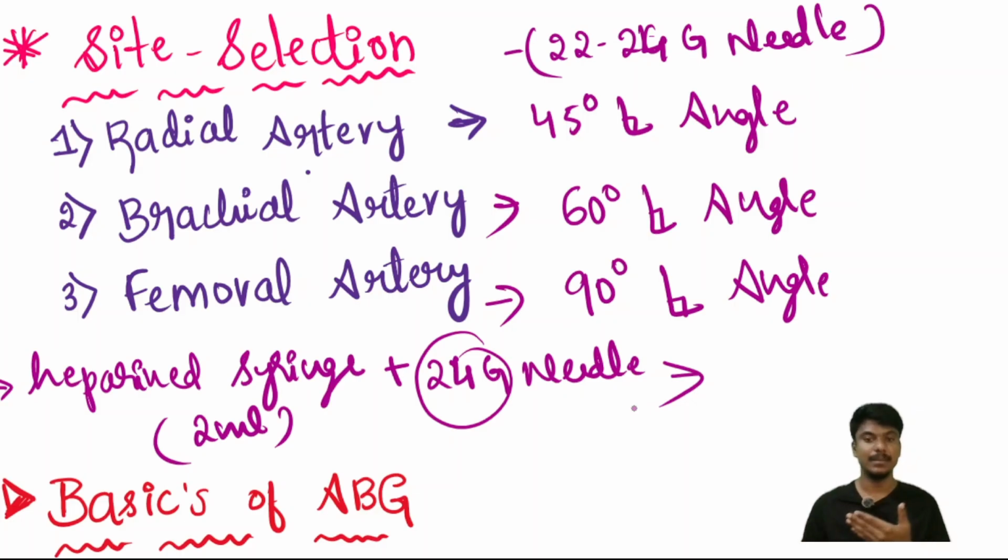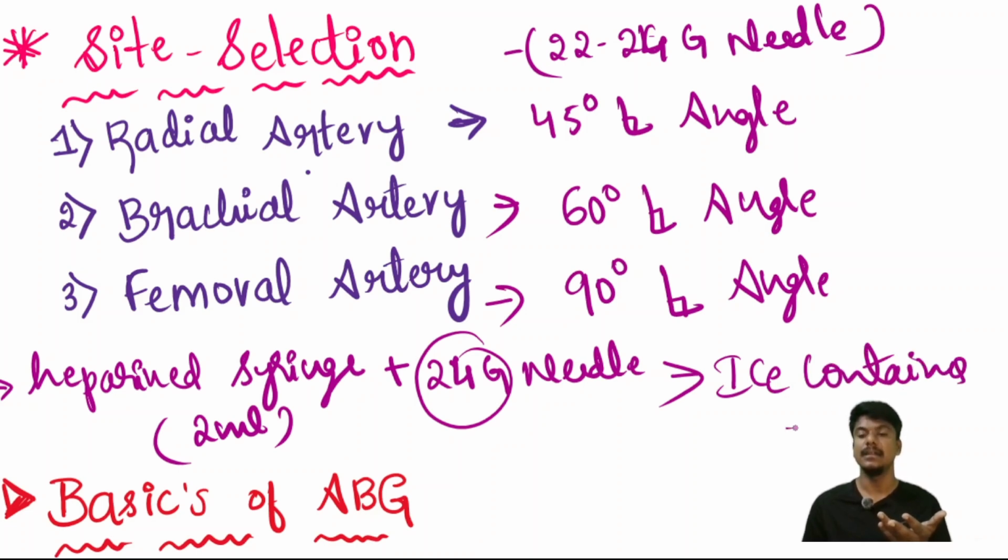For the radial artery, we'll take a sample at a 45-degree angle. Then we'll send the sample in an ice-lined container to the lab and we'll get the ABG reports.